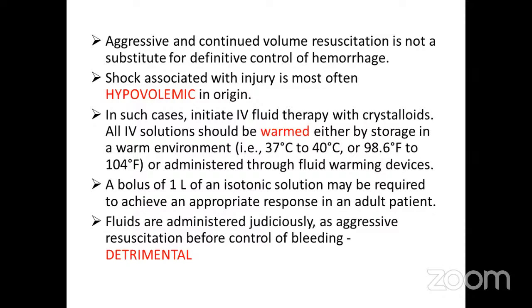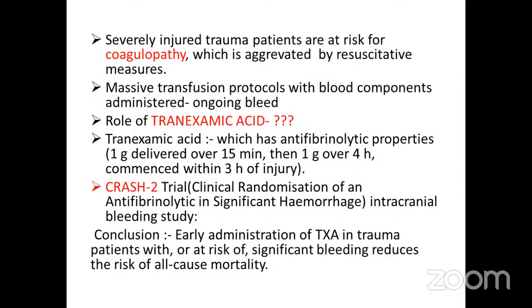So now we have two topics that we will be discussing: damage control resuscitation and permissive hypotension. Severely injured patients are at risk of coagulopathy, which is aggravated by our resuscitative measures. So massive blood transfusion protocols should be initiated when there is an ongoing bleed. And do we have a role for tranexamic acid? Yes, definitely. There are some studies, the CRASH 2 trial and others, which show that when tranexamic acid is given early, that is 1 gram delivered within 15 minutes of injury, then 1 gram over 4 hours, and within 3 hours of injury, it has reduced the risk of mortality.